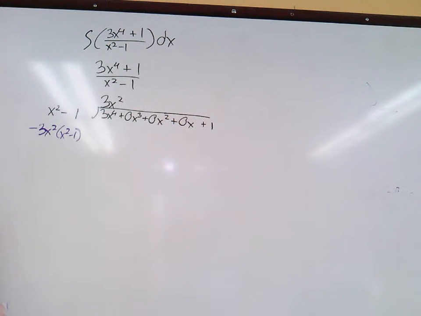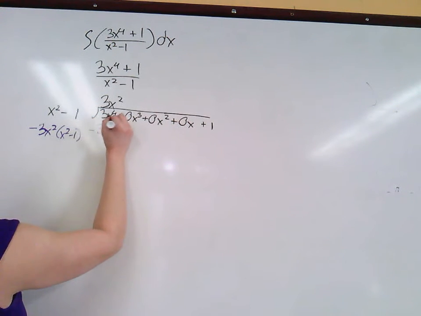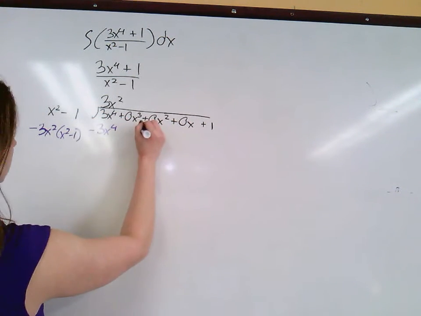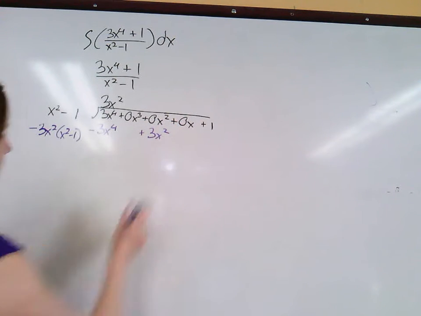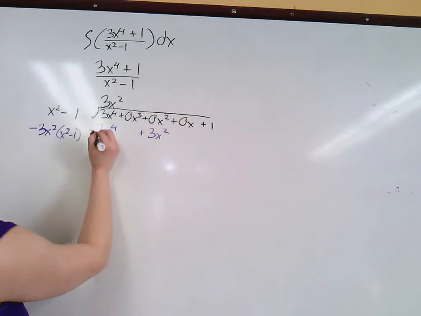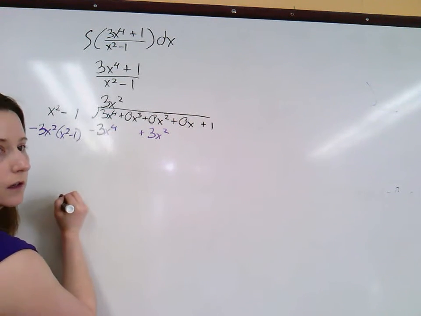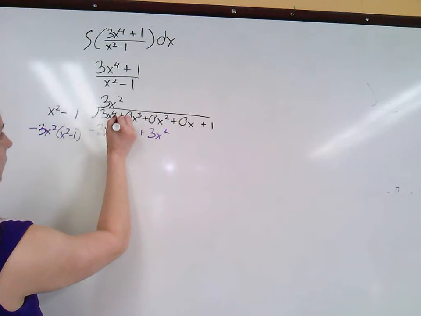So you get negative 3x to the 4th plus 3x squared. I'm just going to put it right under the x squared term. So this is negative 3x to the 4th. I'm sorry, it is on a glare. Okay, hopefully that's better.